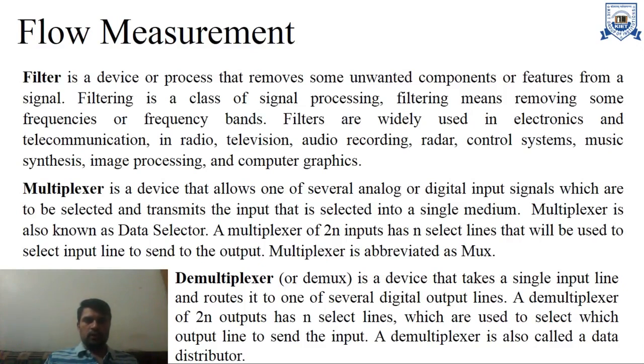Then we have a demultiplexer, also known as DMUX, a device that takes a single input line and routes it to one of several digital output lines. A demultiplexer of 2^n outputs has n select lines, which are used to select which output line to send the input to. A demultiplexer is also called a data distributor.